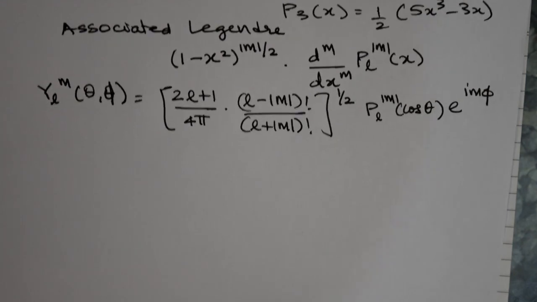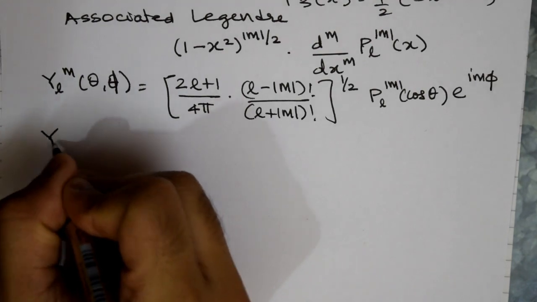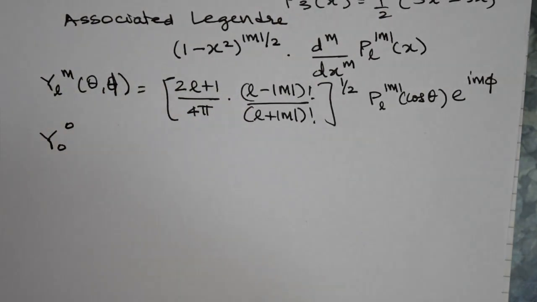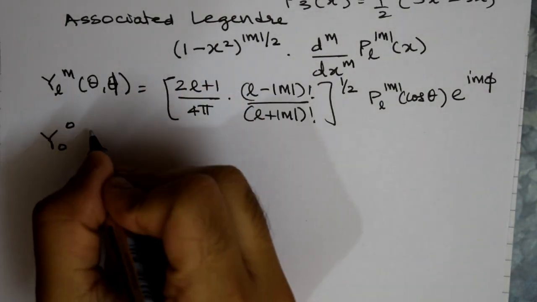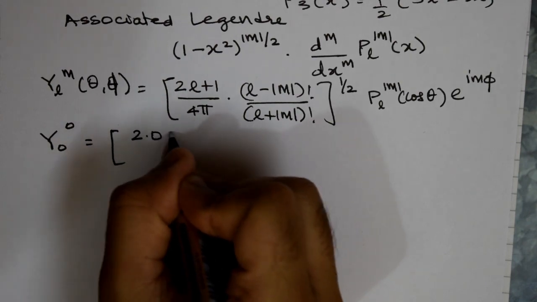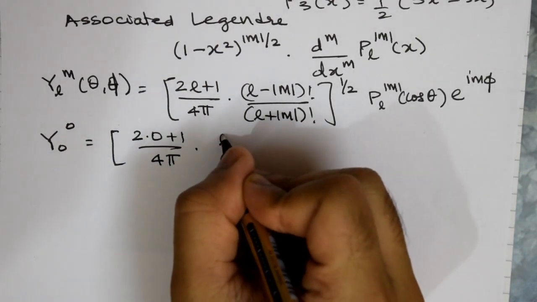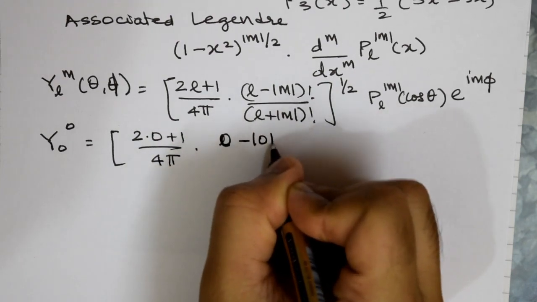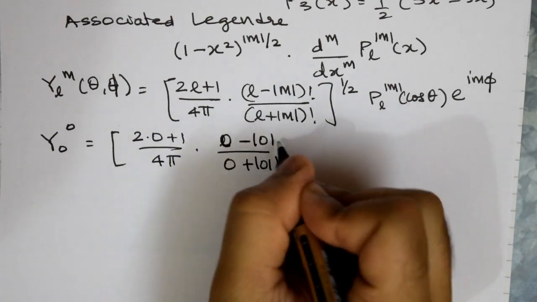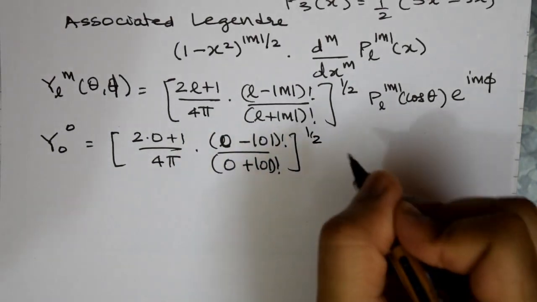Why don't we see whether we are able to deduce some spherical harmonics from this? Let's say, what is Y00? L equal to 0 is an allowed value. So what is Y00? That is going to be equal to 2 times 0 plus 1 by 4 pi times L, which is 0, minus mod 0, divided by 0 plus mod 0, the whole factorial in both the cases, the whole power half.